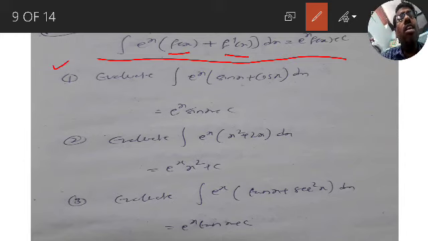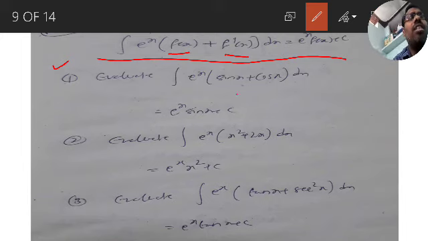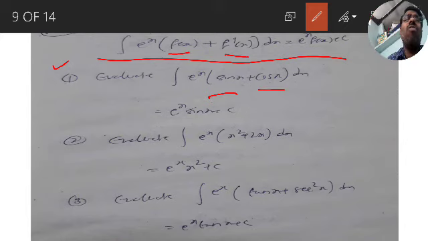Now look at the first problem. Evaluate integration e power of x into sin x plus cos x. Sin x is a function and derivative of sin x is cos x. So it is of the form integration e power of x into f of x plus f dash x dx.